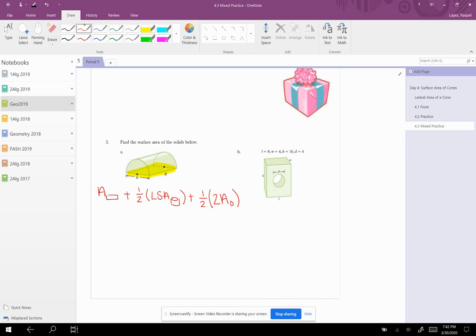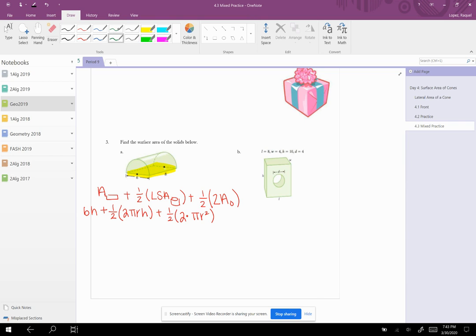Okay, now I'm going to start writing down my formula. So to find the area of a rectangle, that's base times height plus 1/2 the lateral surface area of a cylinder, again, is 2 pi r times the height plus 1/2. I've got 2 circles, and the area of a circle is pi r squared. Okay, so that's my plan. That's my template. Now I'm just going to go ahead and start plugging in numbers.